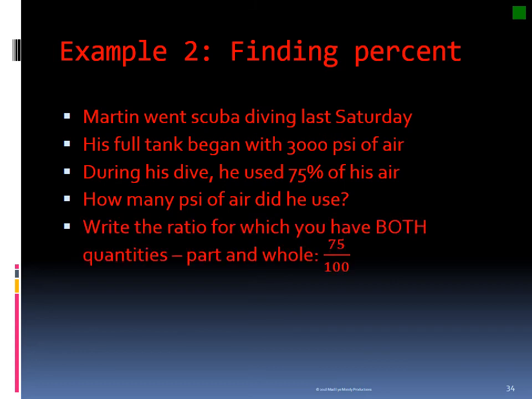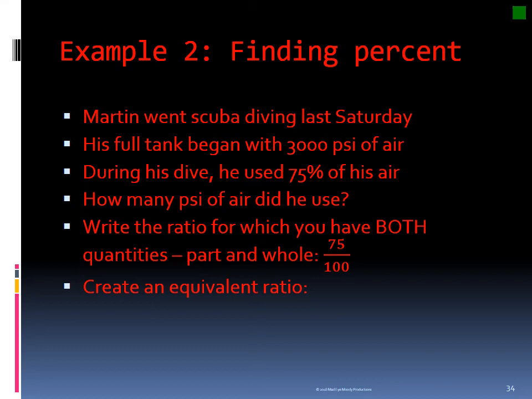I know my 75% can be written as 75 out of 100. That's what percent means. And since I now have an original ratio with part and whole, 75 out of 100, I can use that to create an equivalent ratio. I know 3,000 is my whole because, again, I have this word here, full tank. And so I know I'm going from 100, which is my whole of the percent, to 3,000.